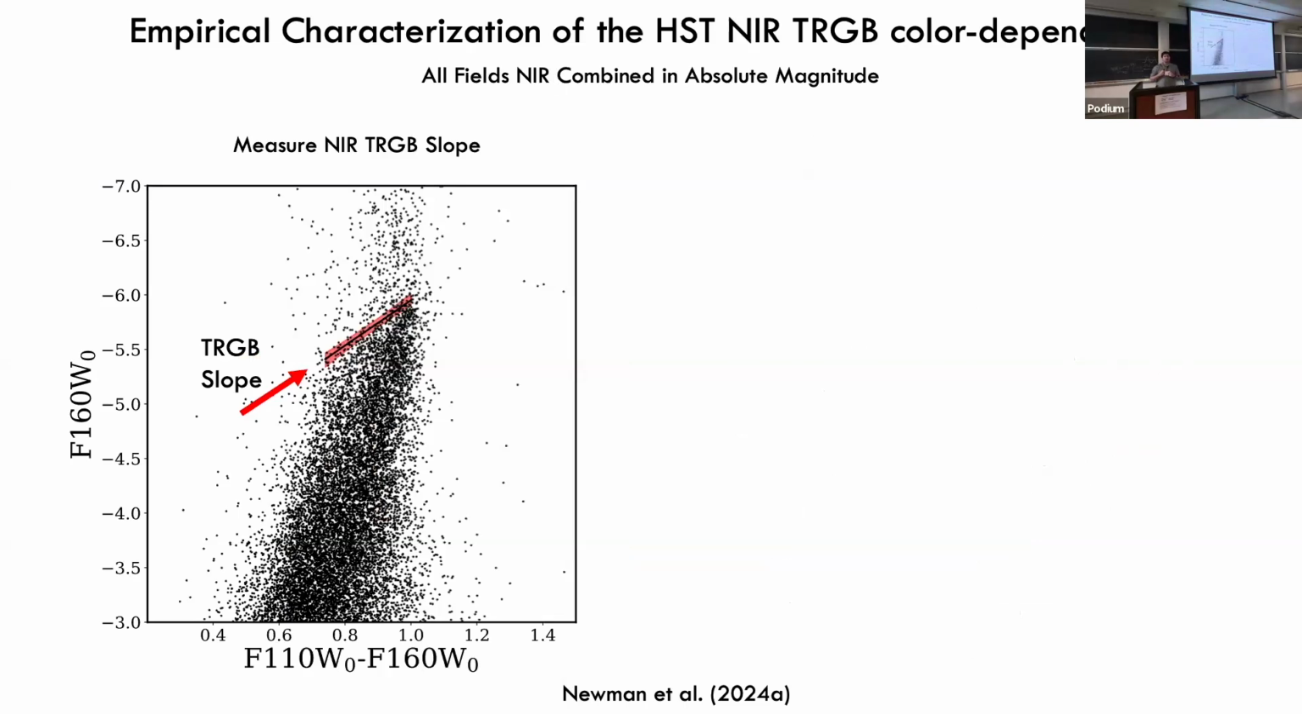We then use that uniform distance scale we've set up, and we go now to the near-infrared data, specifically F110W and F160W on HST. In order to maximize our color baseline, in order to characterize the slope of the TRGB or the color dependence of the TRGB, we convert all of our data to absolute magnitudes, take every single one of our fields and stack them together. This is what that looks like on the left side over here with F160W on the y-axis. I've also highlighted the slope that we measure. You can see it with the arrow and also with the black line with the red shaded region.